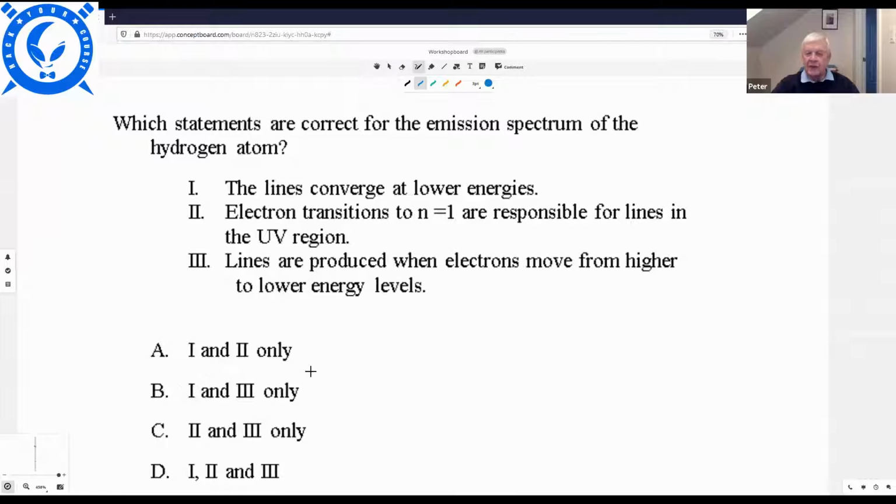Yeah, 2 and 3 are correct. And in fact, one of the variants they sometimes ask on the exam is which lines are responsible for the ones that we see in the visible region? And the answer is those are the transitions to n is equal to 2, which is called the Balmer series. But the lines converge at higher energies. If you look at the picture in the textbook, the energy levels get closer and closer the farther away it gets from the nucleus. And so statement number 1 is incorrect. And of course, the lines are produced by transitions from higher to lower energy. That's why emission rather than absorption.